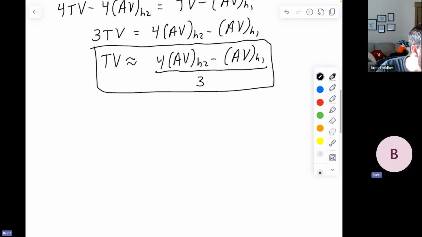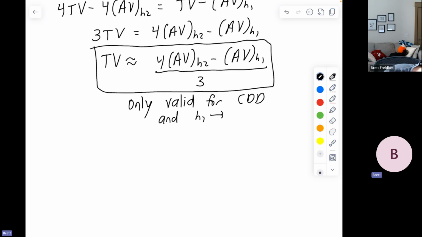So now that we've derived this, and again, this is only valid for CDD and h being halved, but you could do the same type of technique for any combination. You could do the same derivation for forwards with the h being quartered or something like that to get a different expression. But for this, it's only valid for central and for halving h.